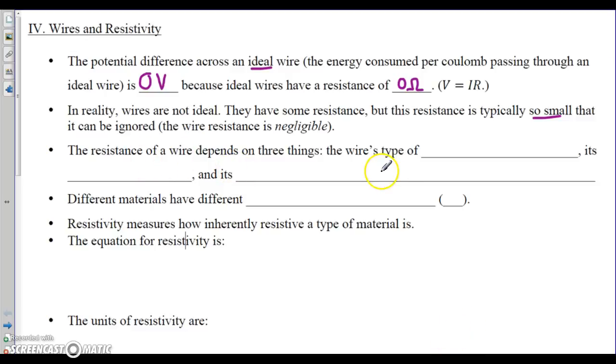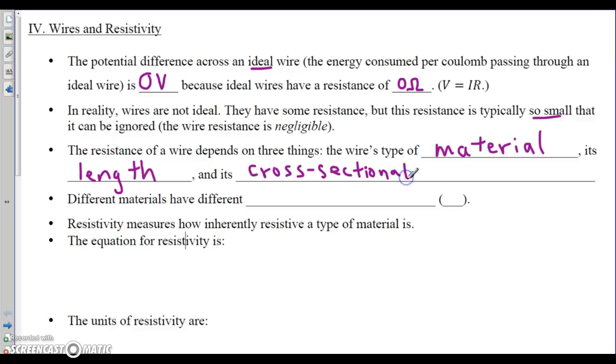The three things are the wire's type of material. Some materials are inherently more resistive than others. Also, the wire's length impacts its resistance. We'll see that longer wires have more resistance, and its cross-sectional area. That's like if you cut the wire in half, how big is the face that you're looking at?